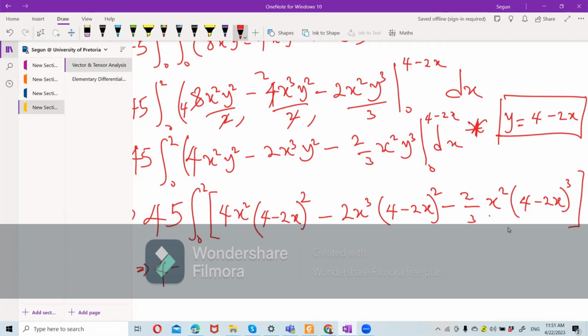So for 45, we have, now let's look at the common elements. Or let's see the one we can add together. Which one can we add together? Look at it very well. We can add 4x squared, 4 minus 2x all squared, minus 2 over 3 x squared, 4 minus 2x all cubed. So the 4x squared and the minus 2 over 3 are of the same term. They have common terms, sir. Are you sure?